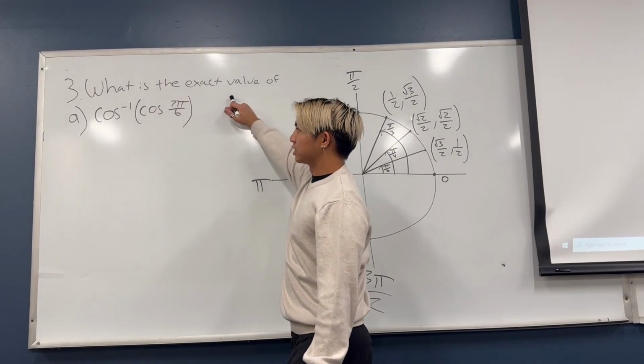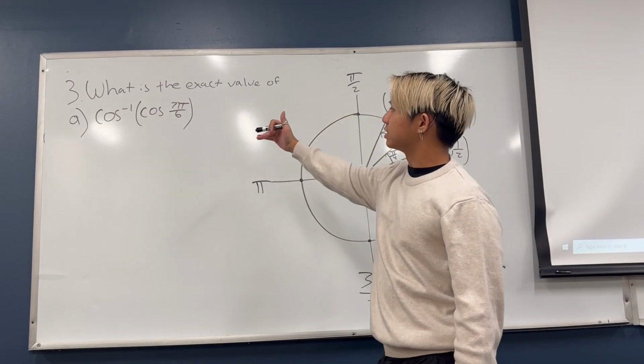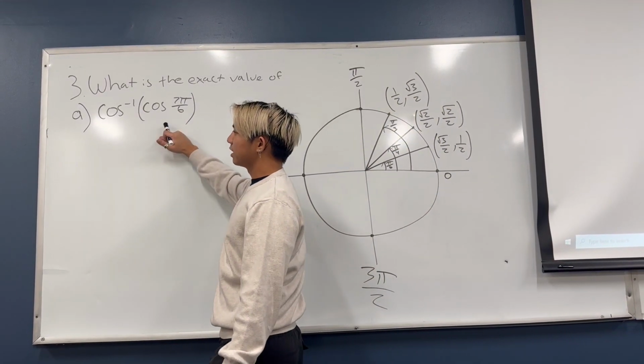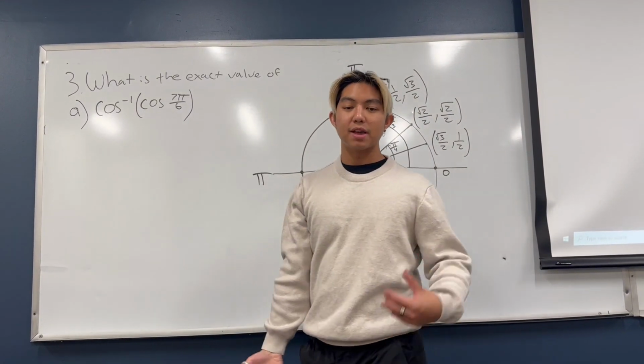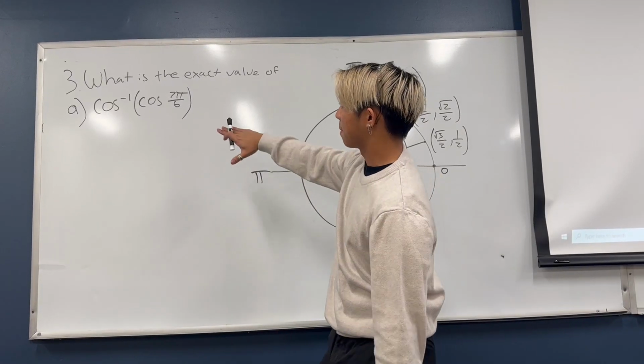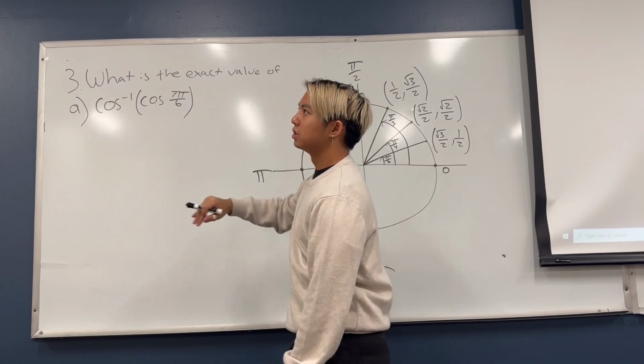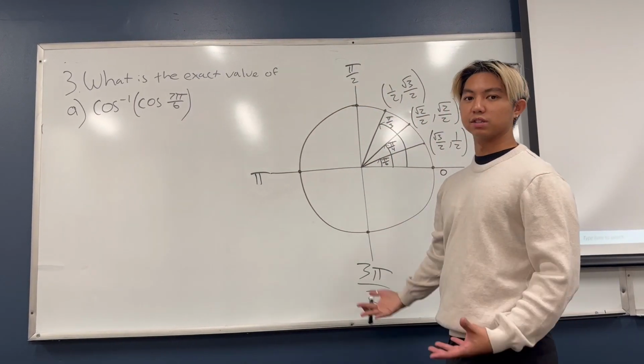So we're going to start off with question 3A here. What is the exact value of cosine inverse of cosine of 7 pi over 6? How I like to start off with these questions is to look at the parentheses here. We have cosine of 7 pi over 6. So if we look at the unit circle, where does 7 pi over 6 land?